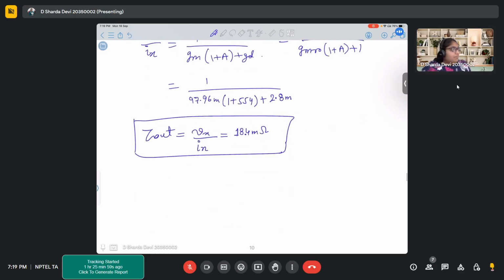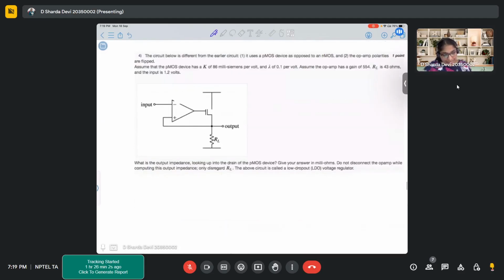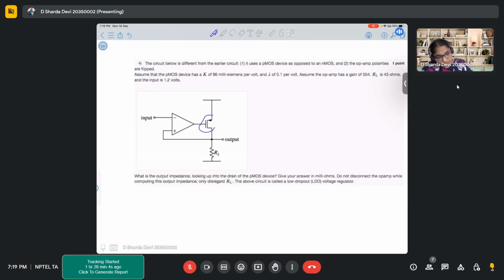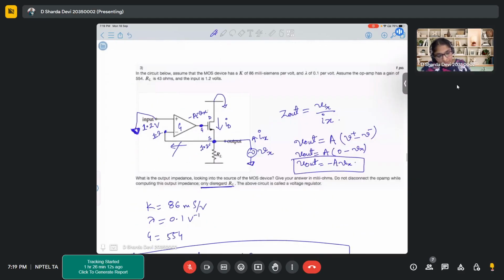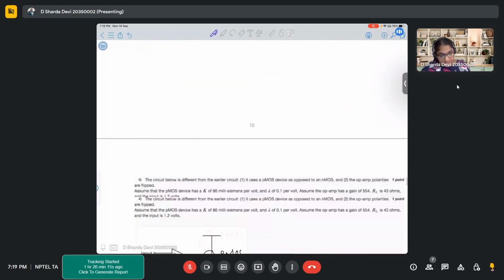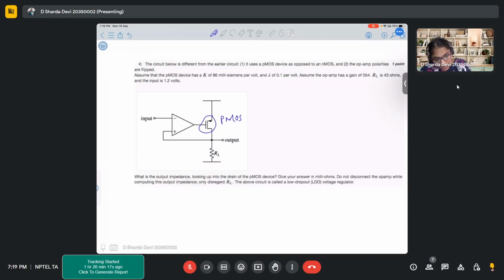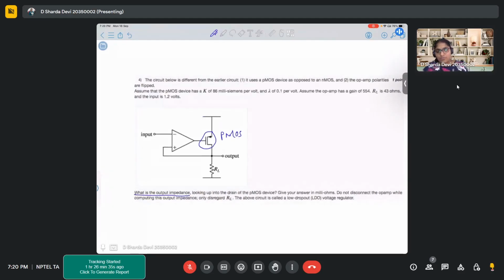Now, similarly, there is another problem. Now here what has changed, so in place of NMOS, there is a PMOS. Here input was given to non-inverting terminal. Here the input has been given to your inverting terminal. And you have to again find the output impedance. Everything remains the same, only the terminals have been changed, and here the PMOS has been introduced. So can you solve this problem the similar way as you did for the previous problem?